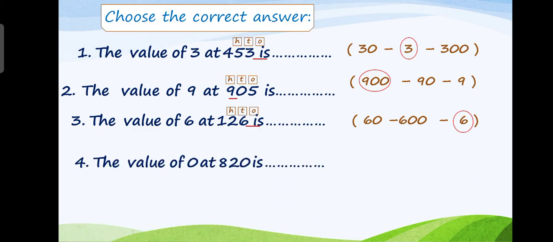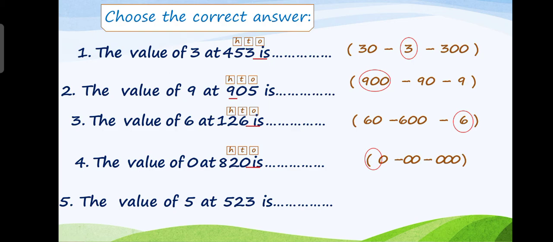Number 4, the value of 0 at 820 is... 0, 2 zeros, 3 zeros. First I will put the places: ones, tens, hundreds. So 0 is in which place? In tens. But the value of 0 in any place will be 0. The value of 0 in any place will be 0.